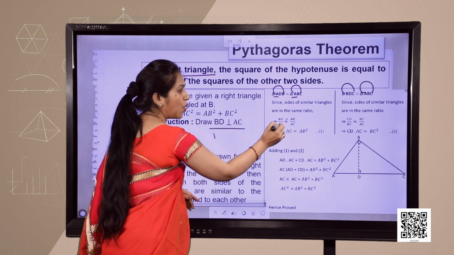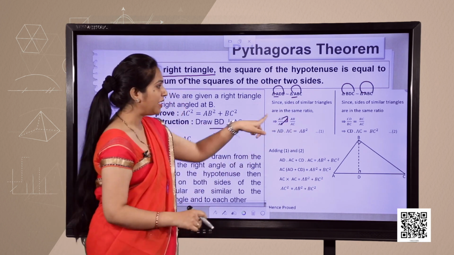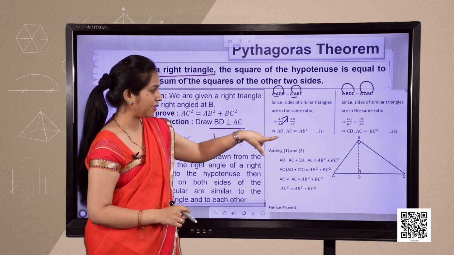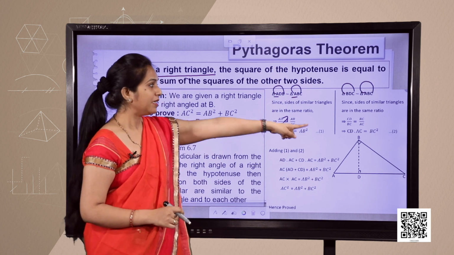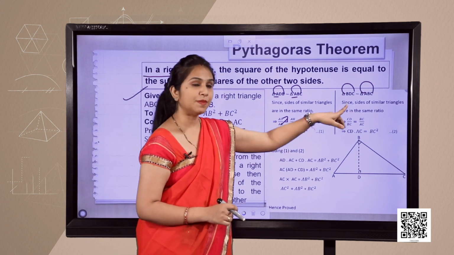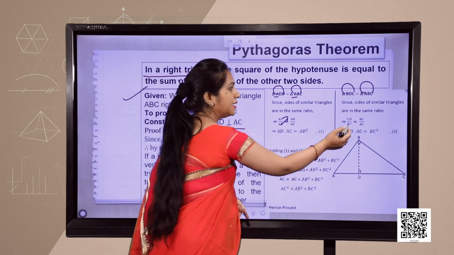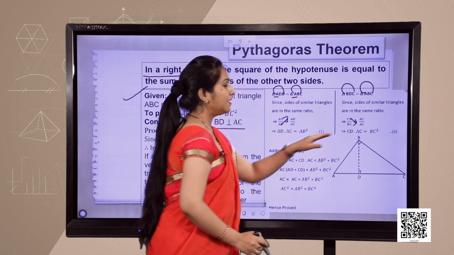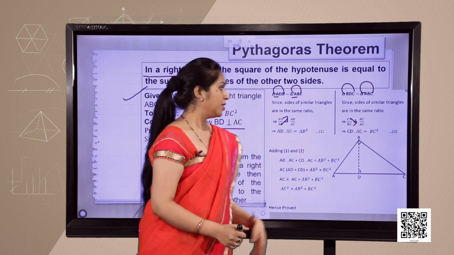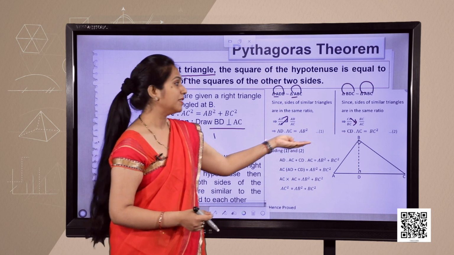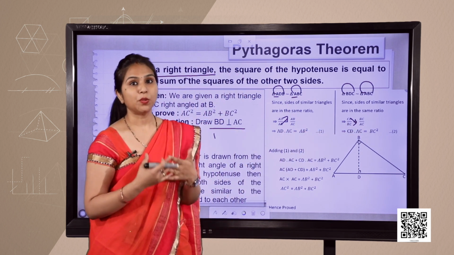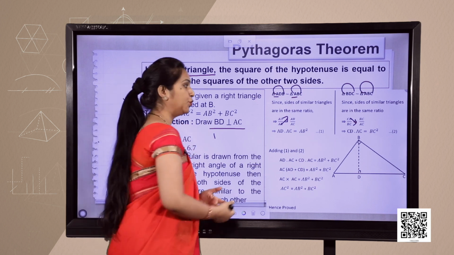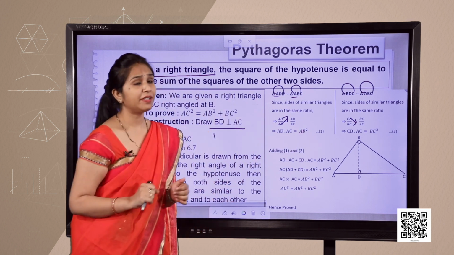When you are doing cross multiplication, you will have AD into AC here and AB into AB become AB square. Similarly, in this step when you do cross multiplication, you will have CD into AC is equals to BC square. So, this is your equation number 1, this is your equation number 2. Now, in the next step, add equation 1 and equation number 2. So, add them very carefully.